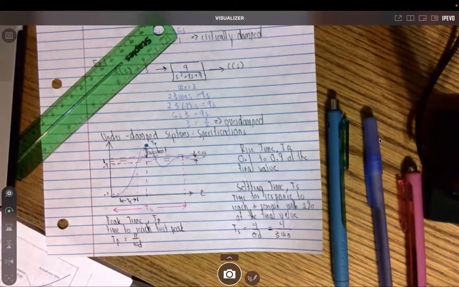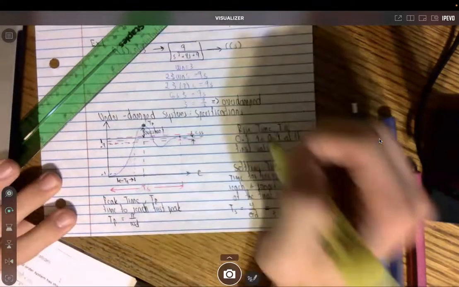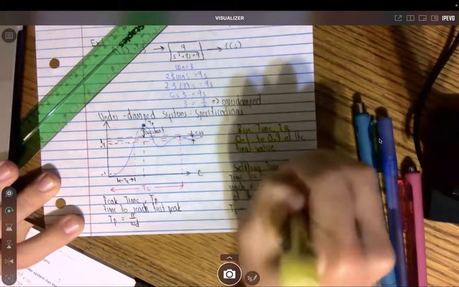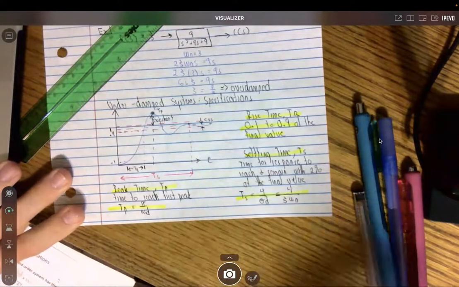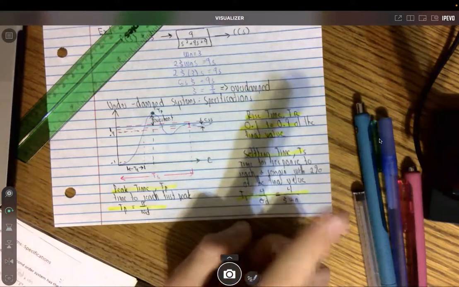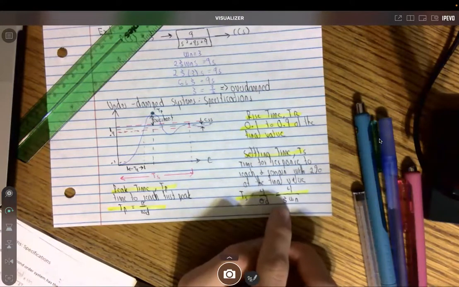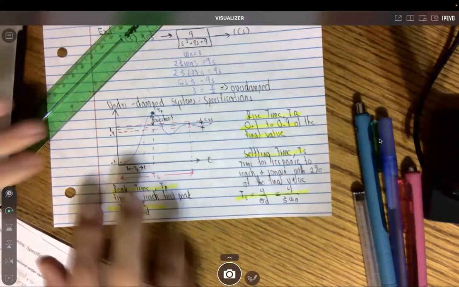And then percentage overshoot, they have an equation for it, but let me just make sure. Remember, your rise time is 0.1 to 0.9 of the final value. Your settling time is given by this equation here. Your peak time is given by the equation here, but we were able to identify all those from the graph. Know your settling time is to remain within 2%, so that's why it's 4 over zeta omega n. Your peak time is to reach the first peak, so it's pi over omega d.